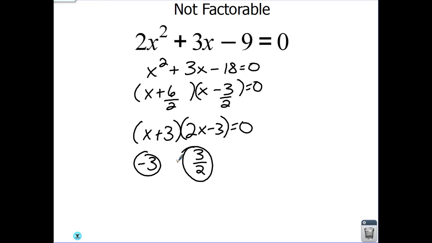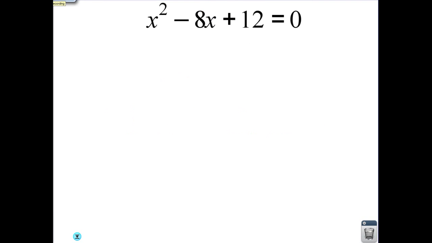Some you won't be able to, that's what we'll talk about next time. Some you're not able to solve by factoring, so sometimes you have to use that formula. Anytime you're looking for an answer, you can always use not only factoring, but also what we call the quadratic formula. Negative b plus or minus the square root of b squared minus 4ac all over 2a.